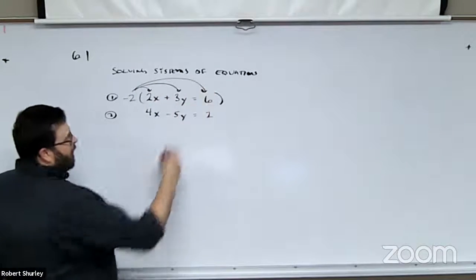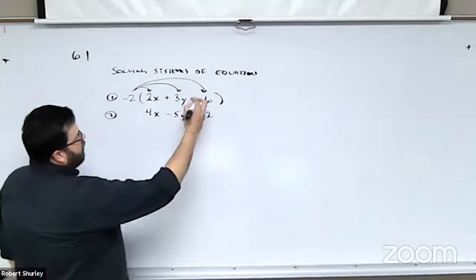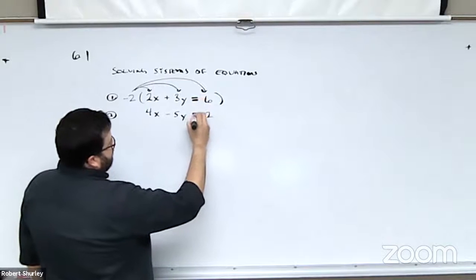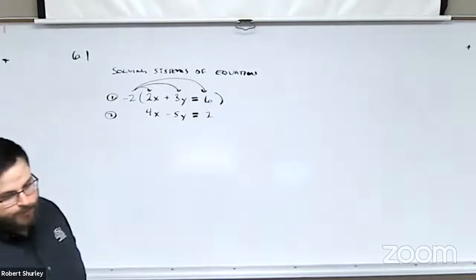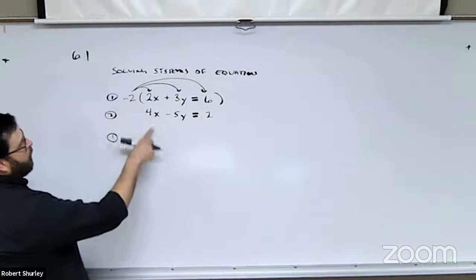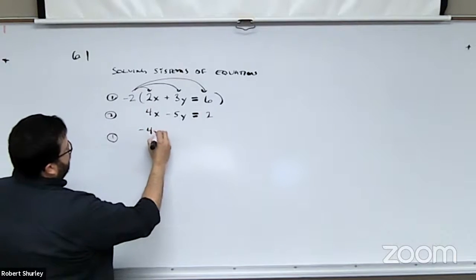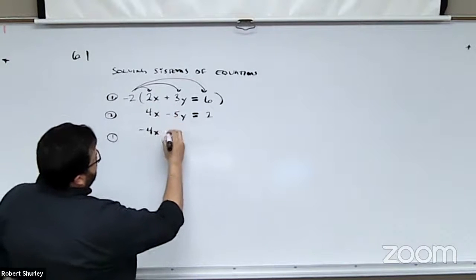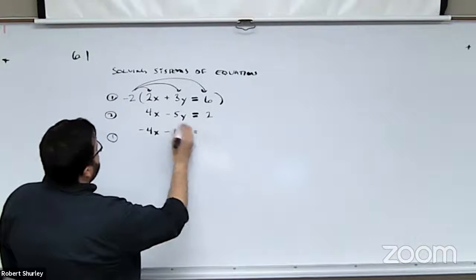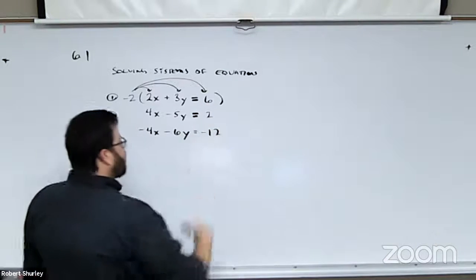We're not violating any math rules because we're multiplying everything in the equation by 2. Remember, these are nice equations here, okay? So when I do that, now I'm going to rewrite equation 1 underneath here. So -2 times 2, that's going to be -4x. -2 times a +3, that's -6y. -2 times a positive 6, that's a -12.